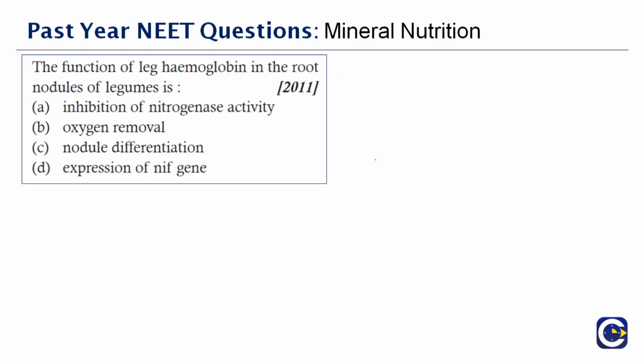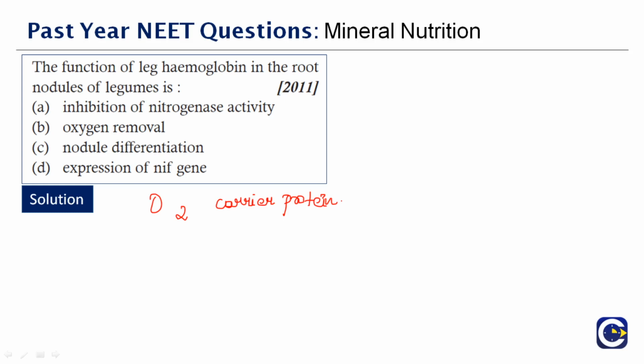Next question here. The function of leg hemoglobin in the root nodules of the legumes is dash. So have you ever heard about this hemoglobin? Maybe many would not have heard about it. What is this leg hemoglobin? It is an oxygen carrier protein, which is found in the nitrogen fixing root nodules of the leguminous plants. That is why from the leguminous plants they have taken leg. So it's not having leg, it's just called leg hemoglobin.